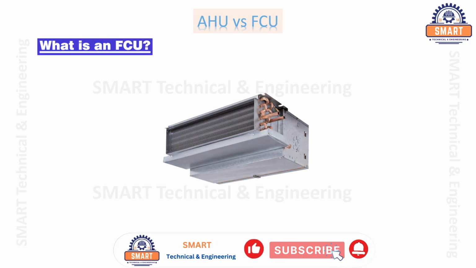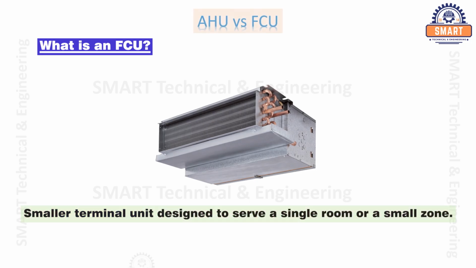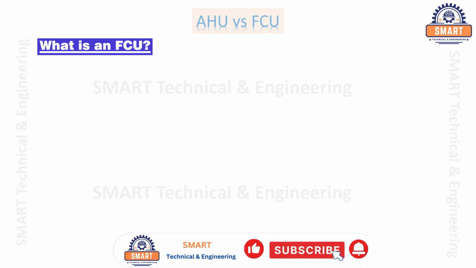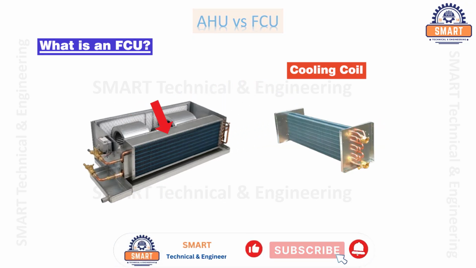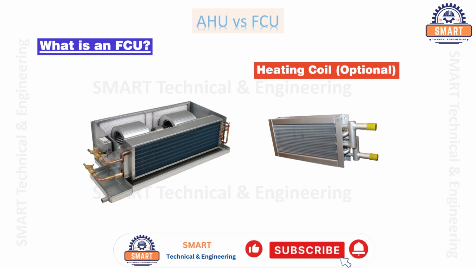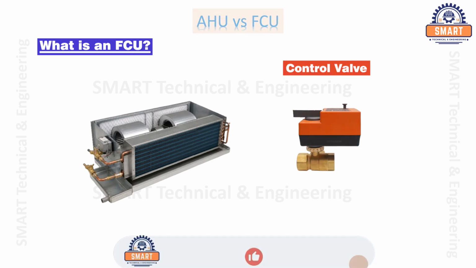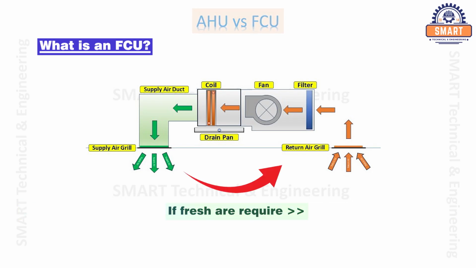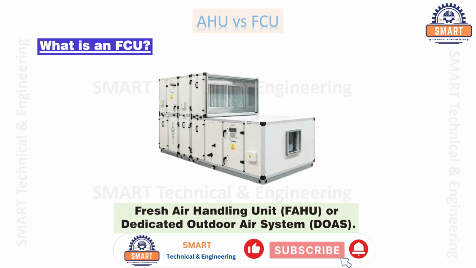What is an FCU? FCU stands for Fan Coil Unit. Unlike an AHU, an FCU is a smaller terminal unit designed to serve a single room or a small zone. An FCU typically consists of fan, cooling coil, heating coil (optional), air filter, drain pan, and control valve. FCUs usually recirculate room air and do not provide fresh outdoor air. Fresh air, if required, is supplied by a separate fresh air handling unit or dedicated outdoor air system (DOAS).